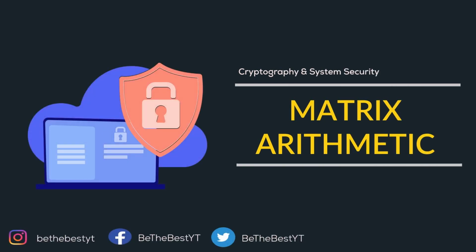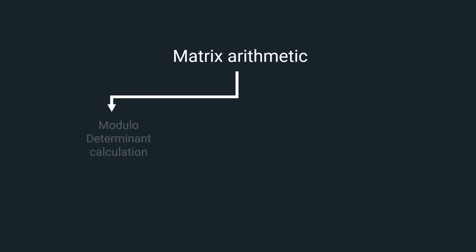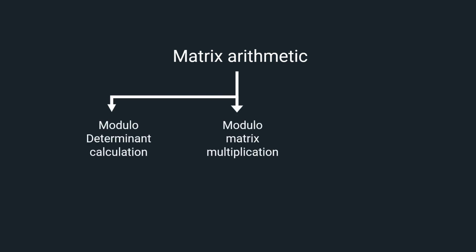In this video, we are going to learn about matrix arithmetic. So let's get started. This video acts as a foundation video for our next cipher, that is Hill cipher, where we'll be using various matrix arithmetic. So in this video, we are going to learn about three matrix arithmetic operations: modulo determinant calculation, modulo matrix multiplication, and modulo matrix inverse.